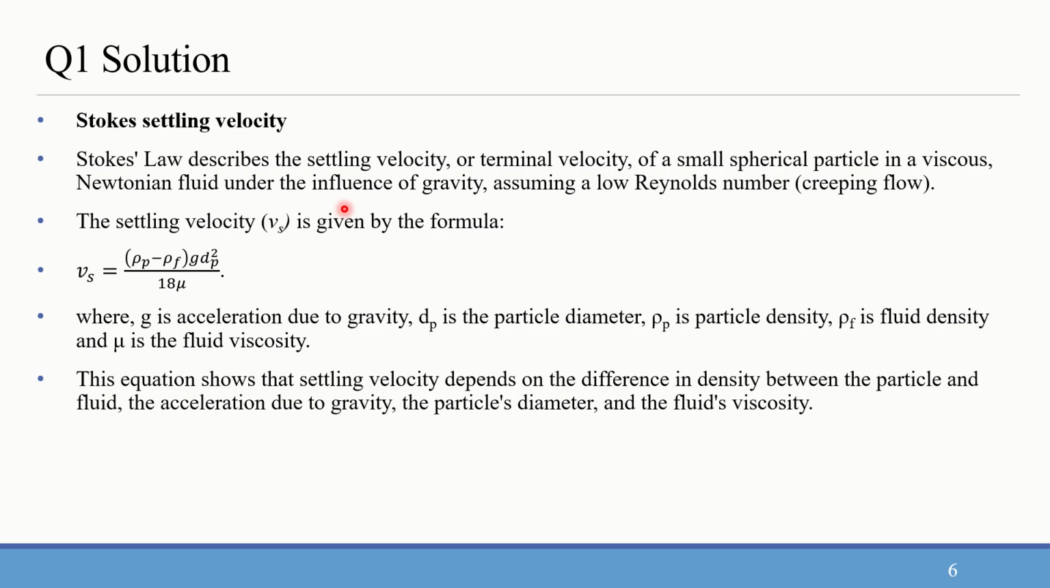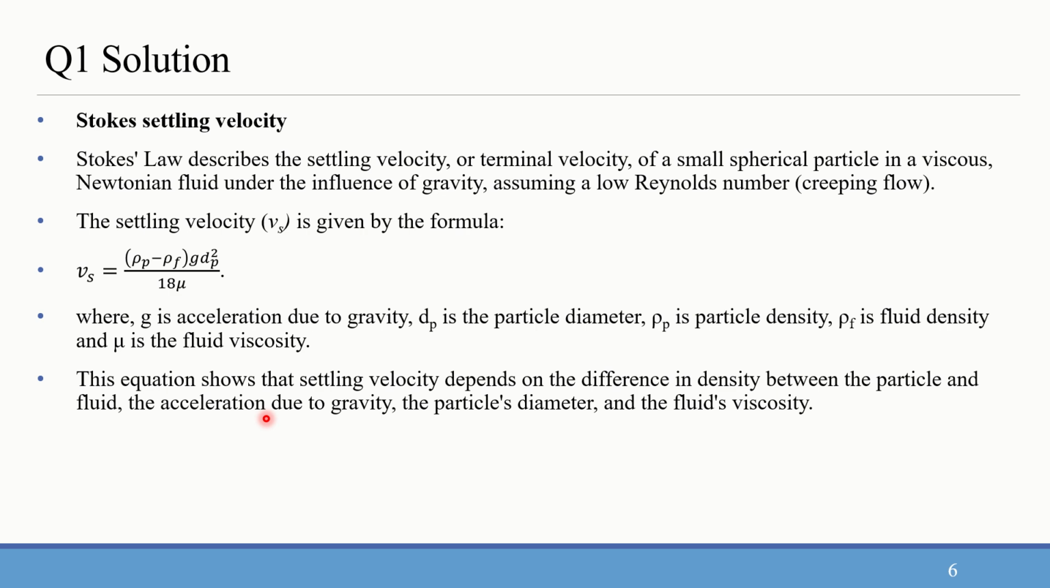This equation shows that the settling velocity depends on the difference in density between the particle and the fluid, acceleration due to gravity, particle diameter, and the fluid's viscosity. So just what are all the things that influence the settling velocity? That is what we are seeing over here in this relation.